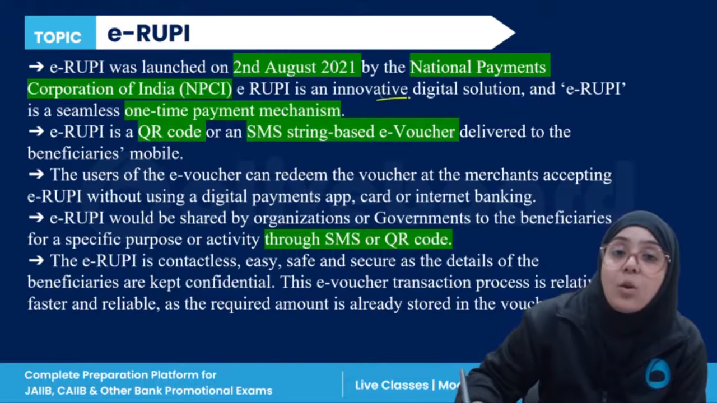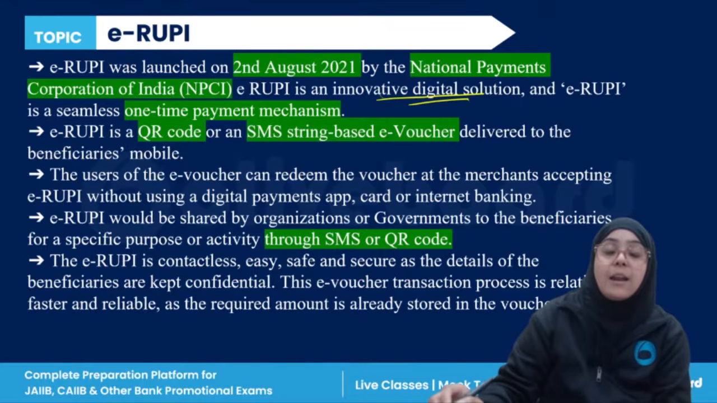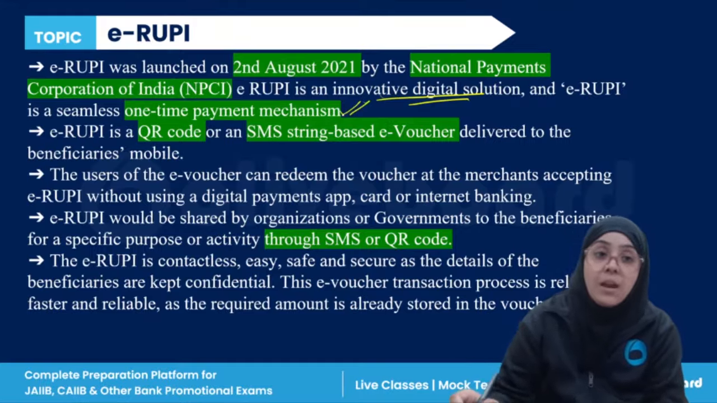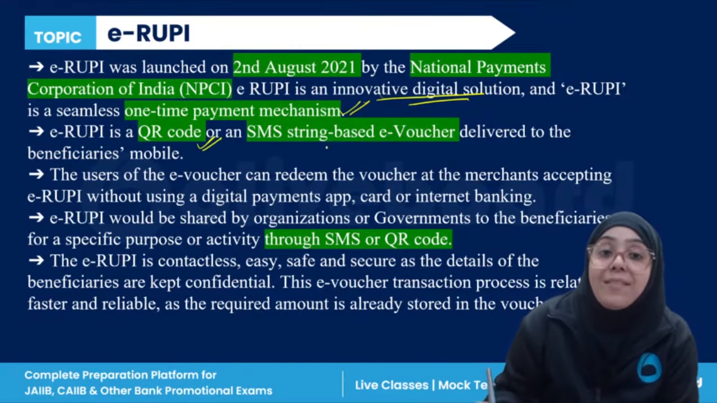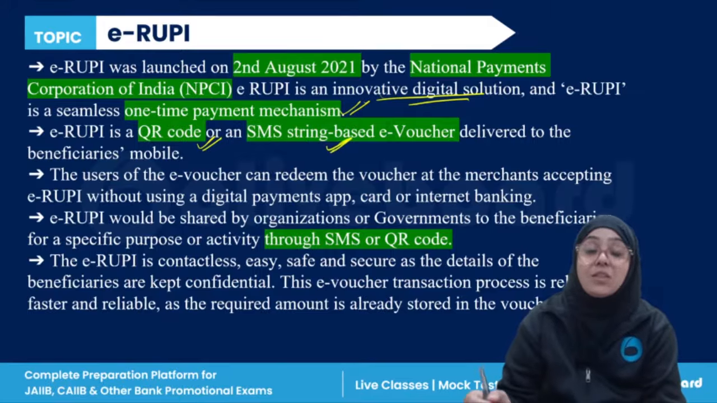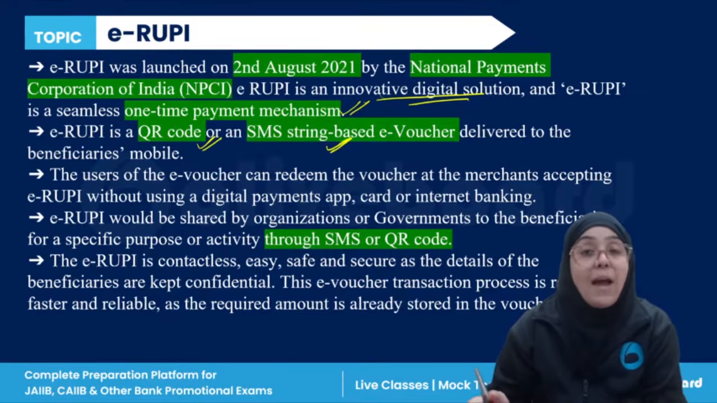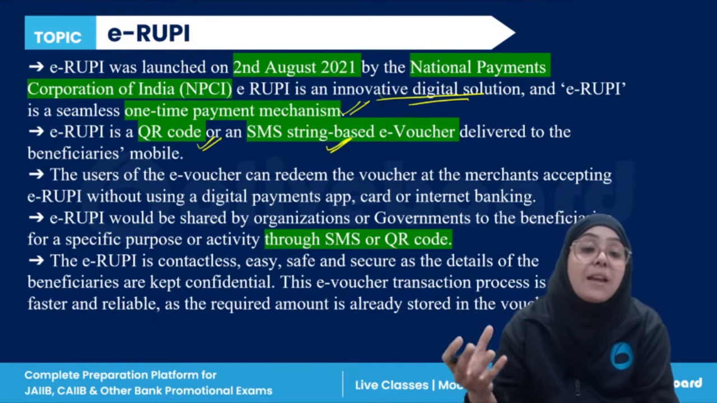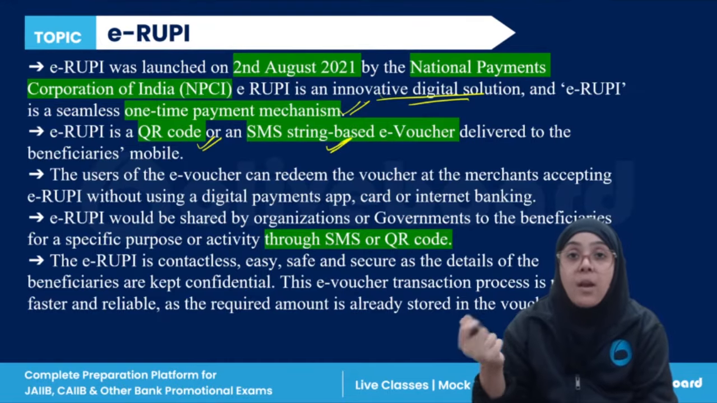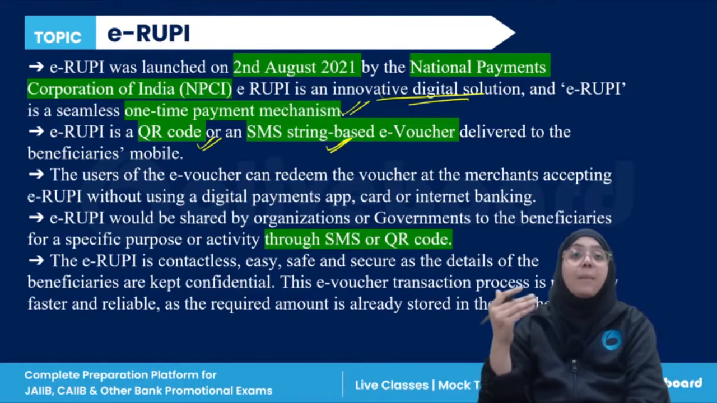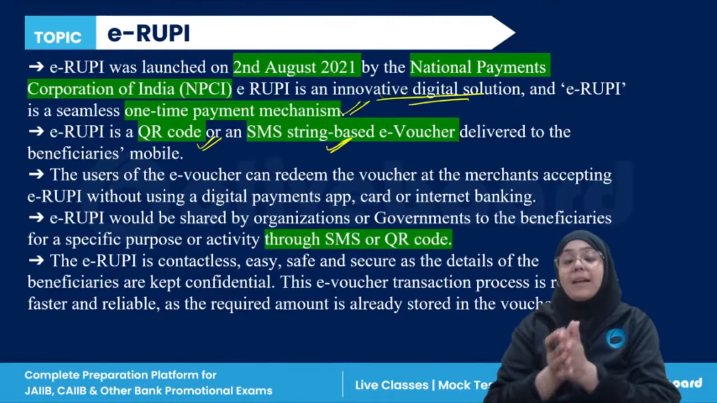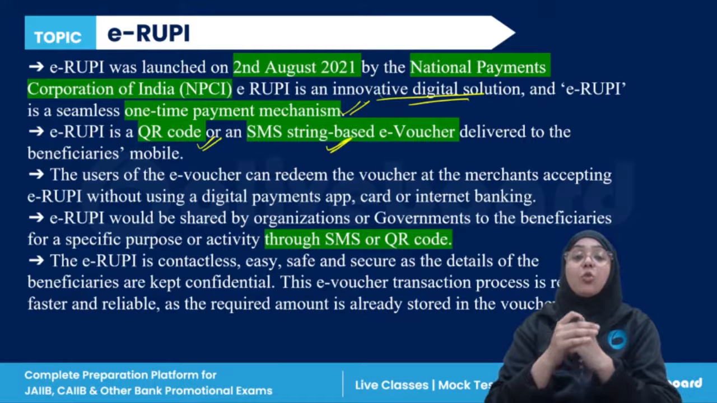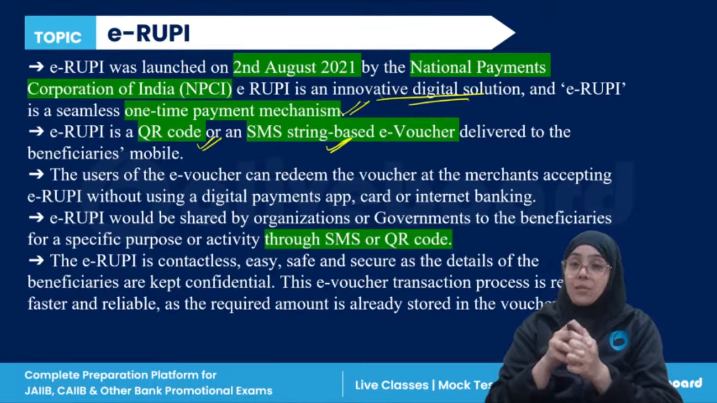E-rupee is actually an innovative digital solution, and it is a seamless one-time payment mechanism. E-rupee is a QR code or SMS string based e-voucher that is delivered to the beneficiary's mobile. So as a beneficiary, you don't need to have net or Wi-Fi or any application to use this e-rupee QR code, because this code is actually scanned by the merchant, right?